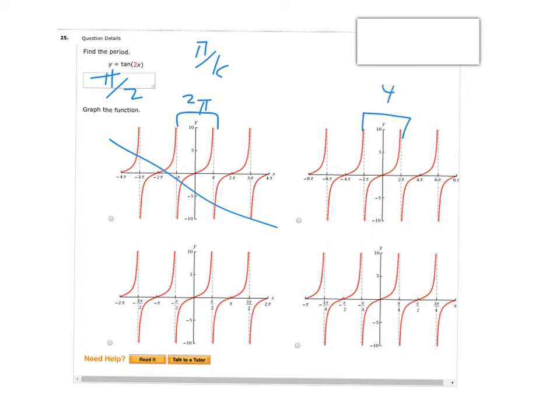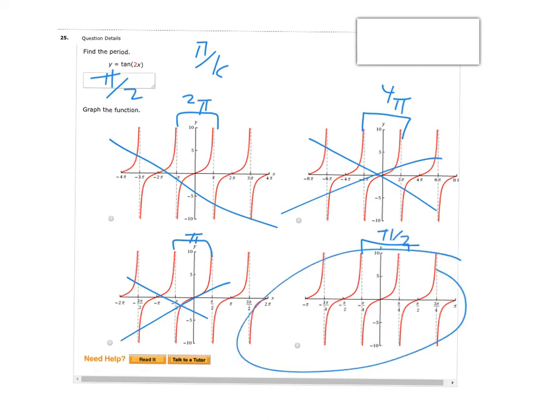Here it's actually 4 pi, so that's even worse. Here it is actually pi, and so that's not it either. But from negative pi over 4 to pi over 4 is a distance of pi over 2, so I already know that's my answer.